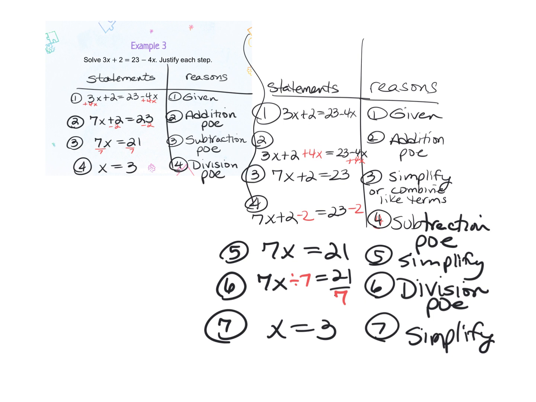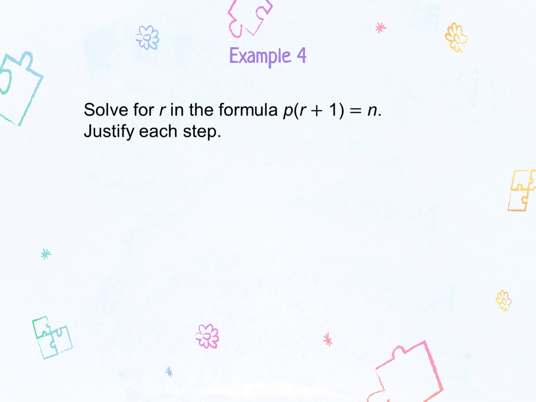Let's try another one. This is still an Algebra 1 skill, but now instead of getting a value for r, it's going to be in terms of the other variables. In Algebra 1, they probably called this lesson solving literal equations or something to that effect. So what we're doing here is taking our equation and getting r all by itself.